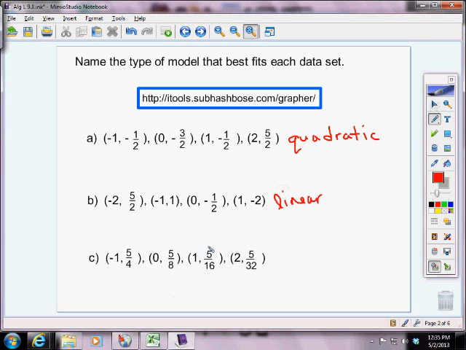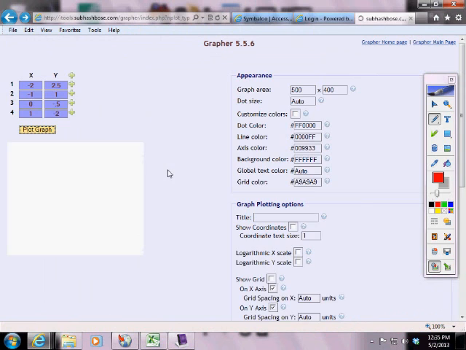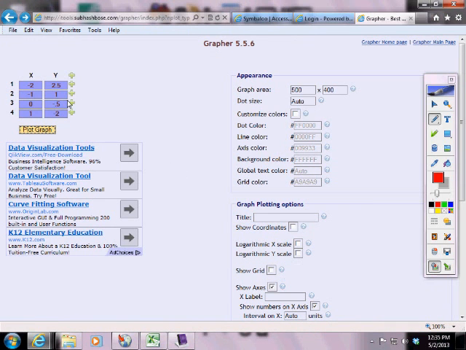Okay, and before we just assume what this last one is, let's try it. I did convert all of these to decimals. So -1 and 5/4, I'm going to write it as -1 and then 1.25. 0 and 5/8, I'm going to write it as 0 and 0.625. 1 and 5/16 is 0.3125. And 2 and 5/32 is 2 and 0.15625.